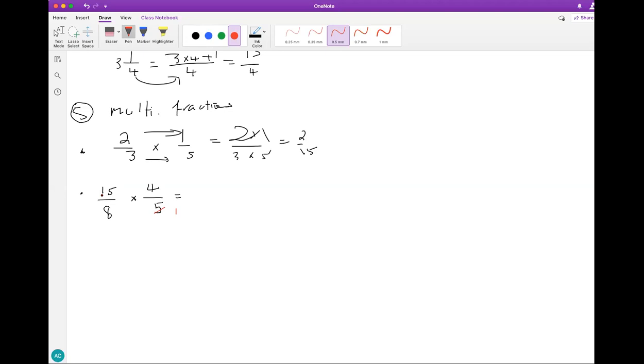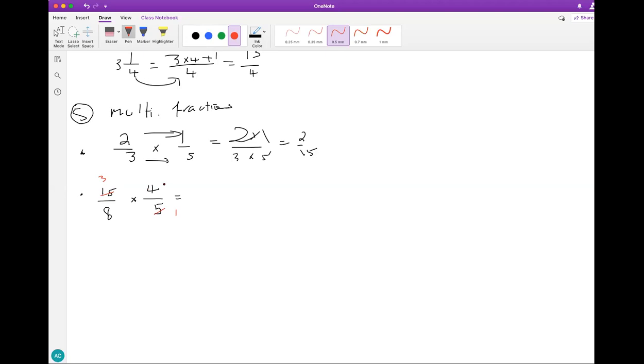Yeah, you were thinking about 3, I understand. 5 into 5 once. 5 into 15, how many times? 3 times. And then you simplify this way.